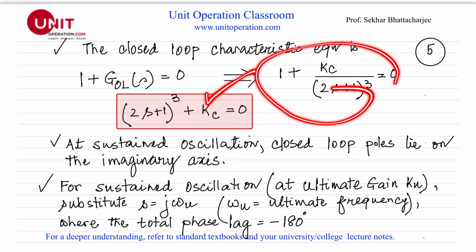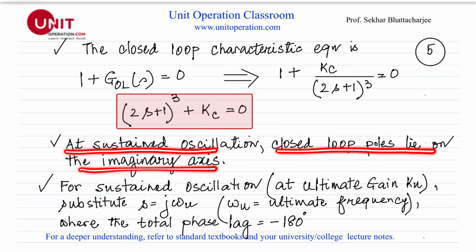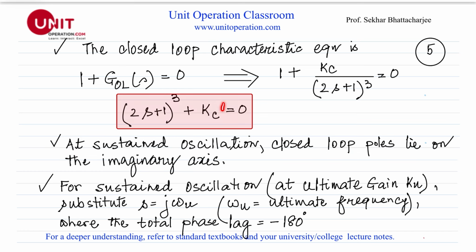That's what we get. At sustained oscillation, the closed loop poles lie on the imaginary axis. As you change the value of Kc, we need to find out where the sustained oscillation starts. Based on that, we'll be doing the controller tuning. For sustained oscillation, for the ultimate gain, we substitute G equal to this one. This is very standard, and the phase lag, of course, is negative 180 degrees.